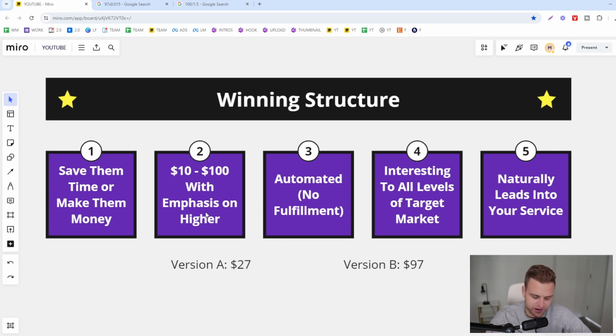$100 should be the cutoff just because, psychologically that's a ceiling or a plateau where, if your digital product costs $1,000, that's no longer an impulse buy that someone can buy off a Facebook ad. They have to think about it.